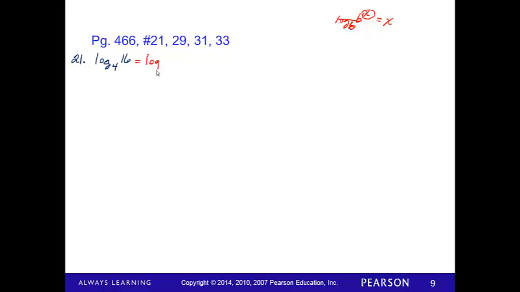So this becomes log base 4 of 4 squared. What I did was just rewrite the 16. And 16, I can rewrite it using a 4, right? It's 4 squared. So now the base and the argument, they're equal. So they cancel out, and you're left with just the exponent, which was a 2.